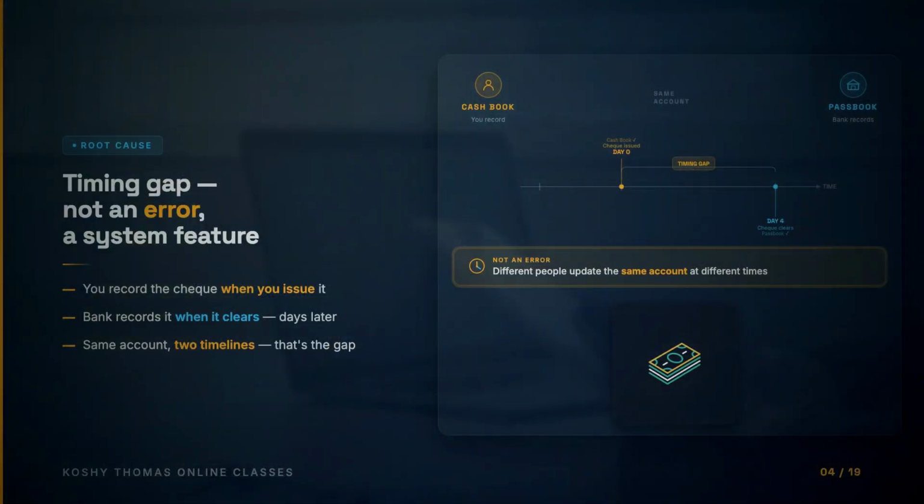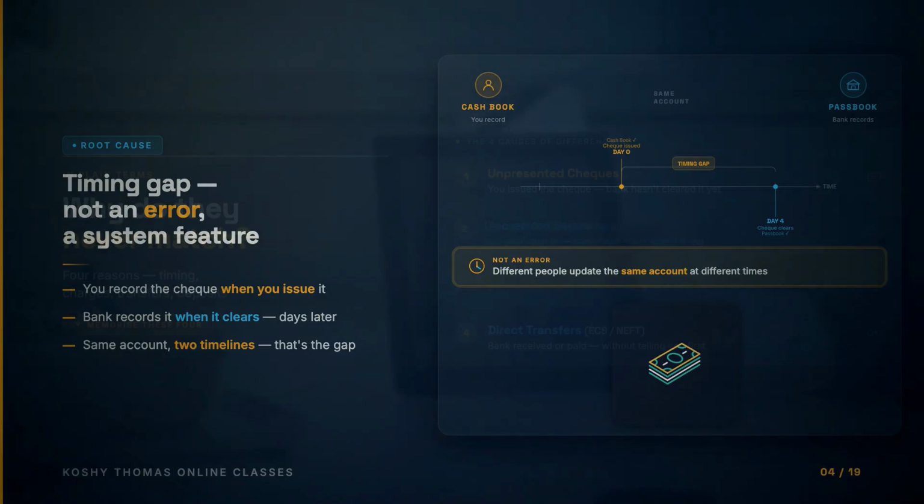No panic required. First, understand why the difference exists at all. Your cash book is updated by you the moment a payment or receipt happens. The bank's passbook is updated by the bank on their timeline. A cheque you issued on the 28th of May may not clear the bank until the 3rd of next month. So on the 30th, your book shows less cash than the bank does. Neither is wrong. They are just at different points in time. That timing gap is the entire reason reconciliation exists.